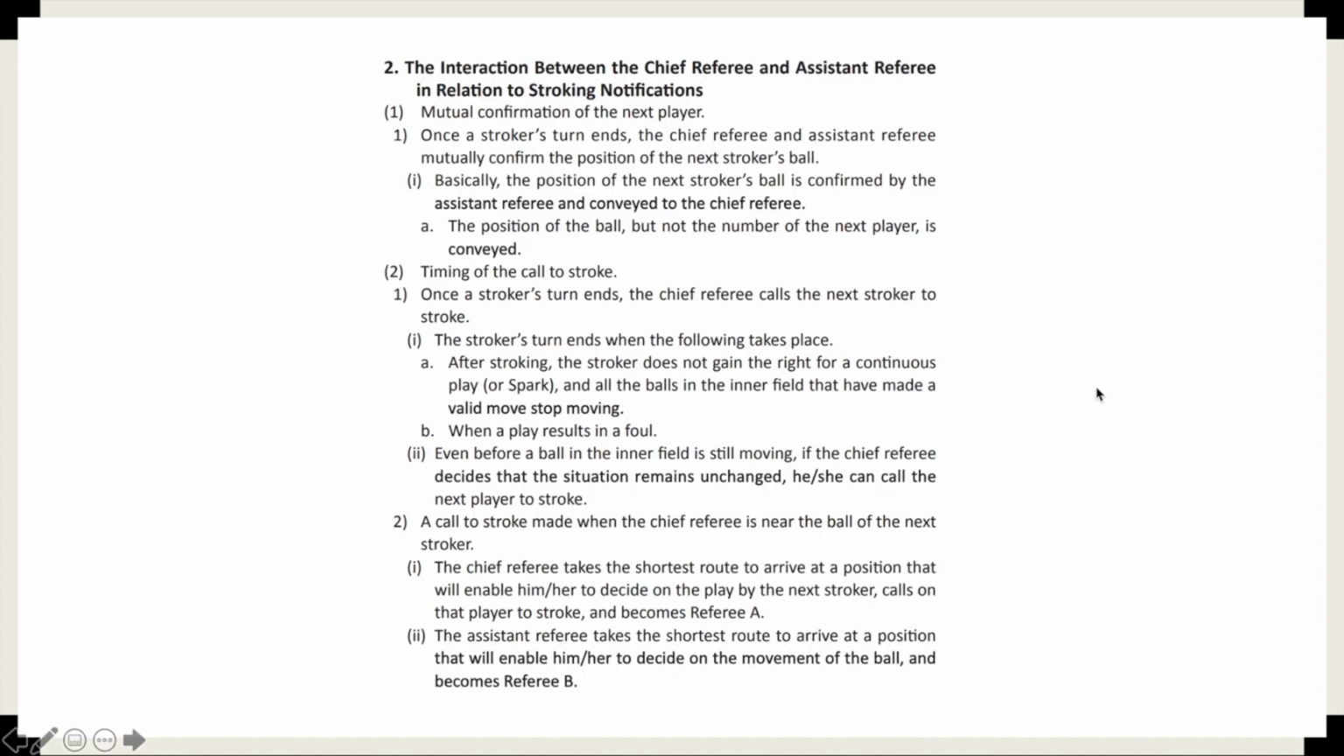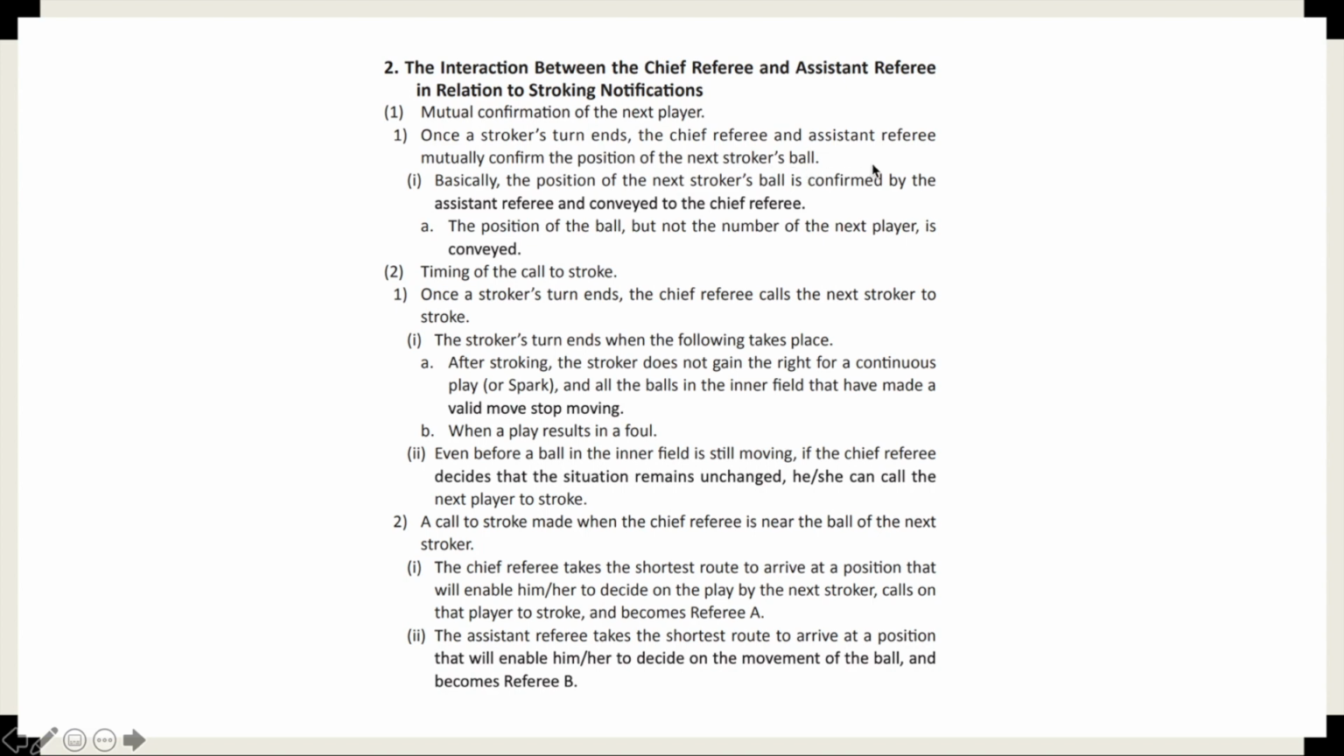Rightio, interactions between the chief referee and the assistant referee in relation to stroking notifications. This one's a little bit of a deviation, but as I was saying a little bit earlier, there are certain things that must be communicated by the chief referee to the assistant referee and vice versa. So the first one is mutual confirmation of the next player. It's the assistant referee's responsibility to mutually confirm the position of the next stroker's ball.